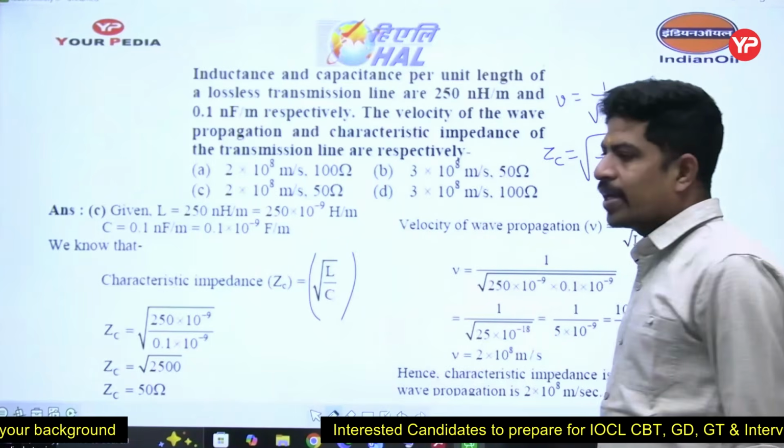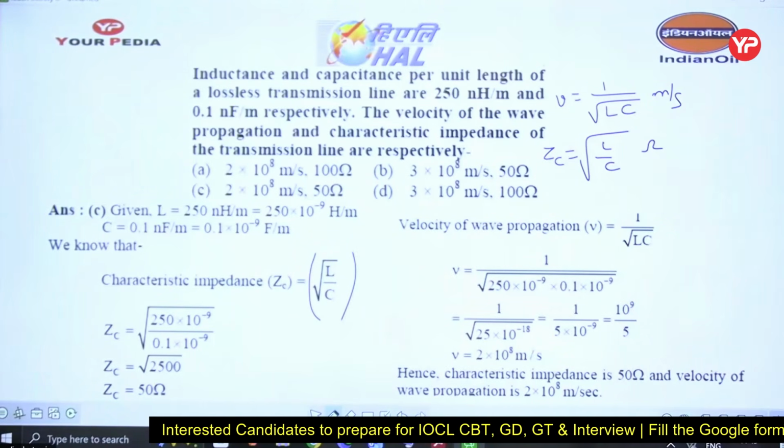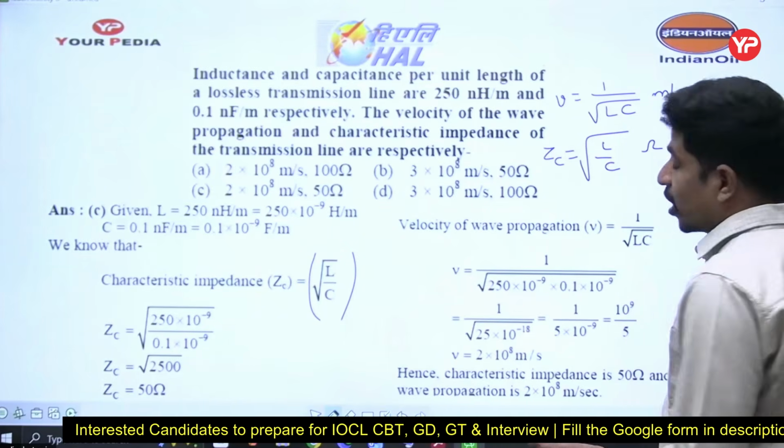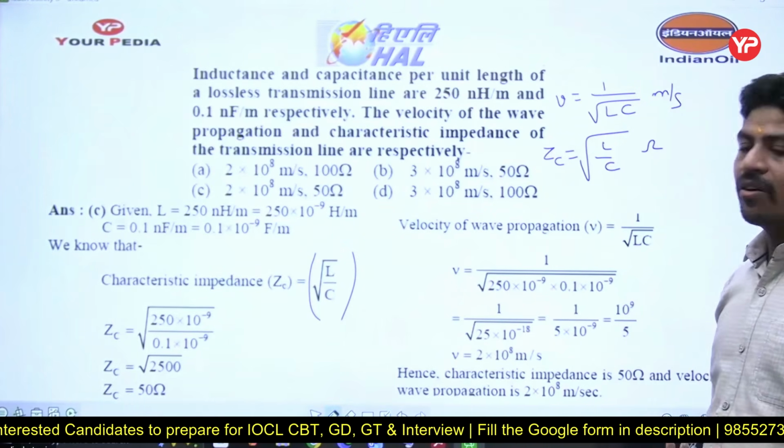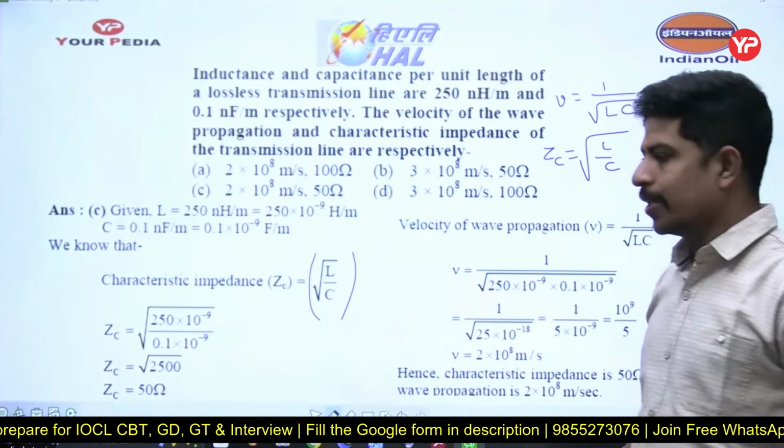Sir, it is mentioned as a lossless transmission line, but the values of resistance and shunt conductance are not given. Therefore, by default, it is taken as a lossless transmission line, right?